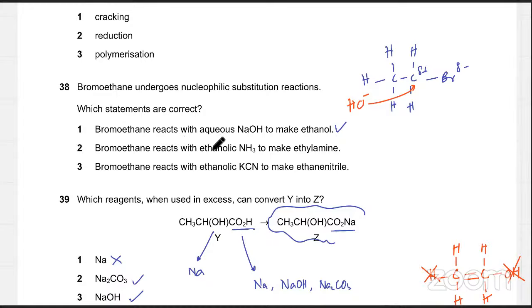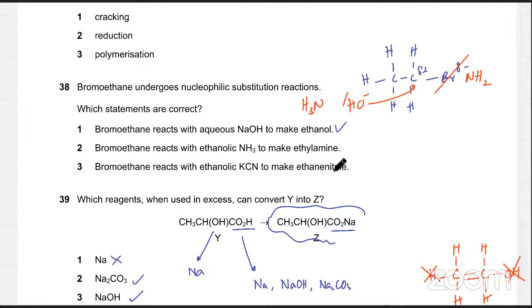Bromoethane reacts with ethanolic NH3 to make ethylamine. That's also true. Ammonia will react, and instead of Br, NH2 would take its place. The Br will get knocked out, and that would be ethylamine. That is true. Bromoethane reacts with KCN to form ethane nitrile. That is slightly wrong. Just very slightly.